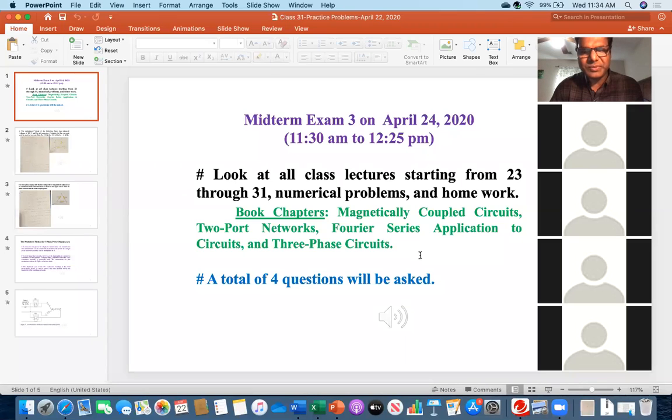Similarly, for tomorrow's group, Thursday's group, because tomorrow your lab time is 2:30 to 5:15, accordingly, around 2:15, I will make the final quiz available, and then you download it and start answering. And finally, you have to upload the scanned document by 4:30 p.m. tomorrow.